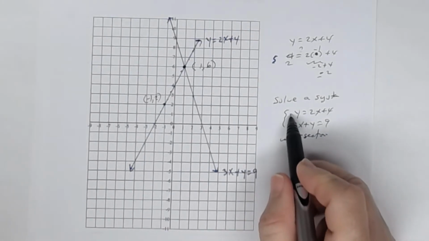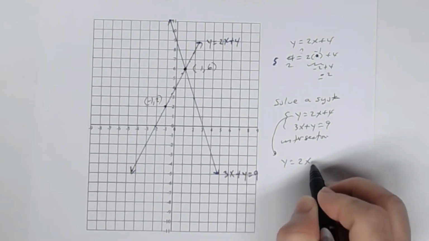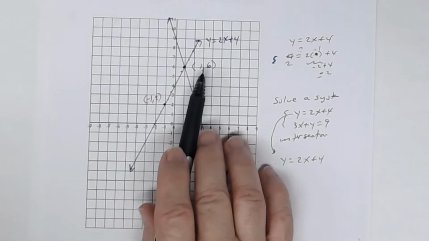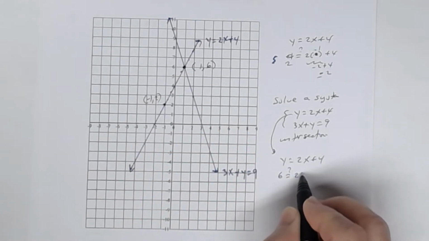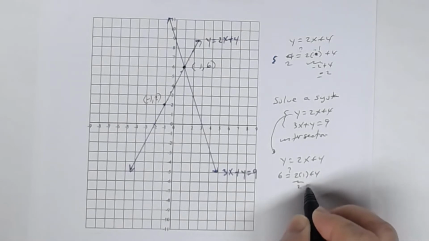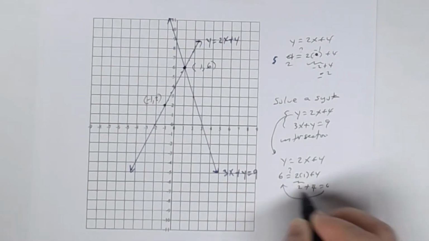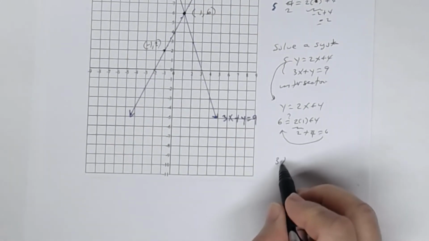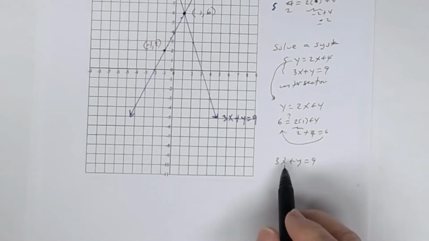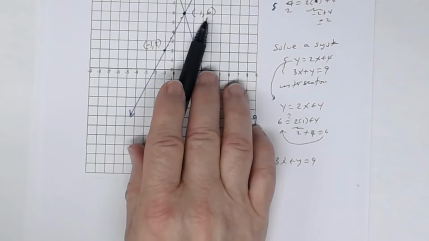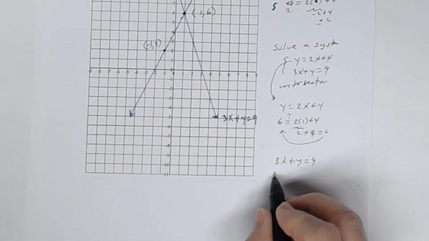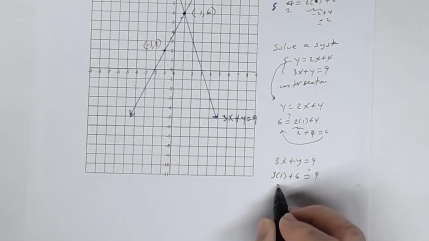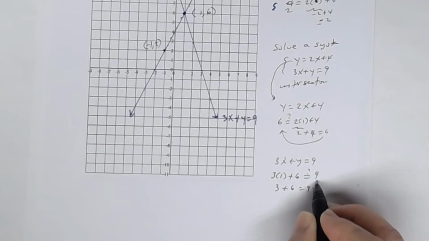So watch. Let's look at this one, y equals 2x plus 4. Remember it's (1, 6), so x is 1 and y is 6. I get 6 equals 2 times 1 plus 4. 2 times 1 is 2, and 2 plus 4 is 6, so they are equal. Same thing for 3x plus y equals 9. In place of x, I substitute 1, and in place of y, I substitute 6. So I get 3 times 1 plus 6, and I want to see if that equals 9. 3 times 1 is 3, and 3 plus 6 is 9, so they are equal.